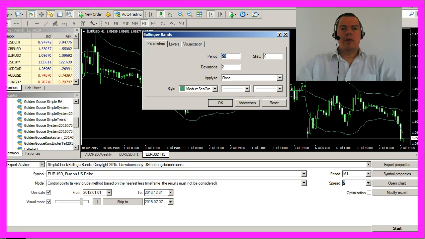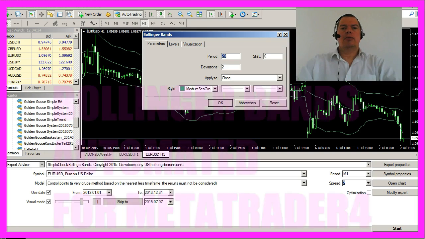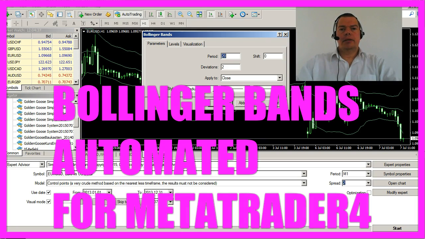When I started with automated trading, I was looking for the very best indicator I could find. Today I know indicators are totally overrated, but if I had to choose one, it would be Bollinger Bands.